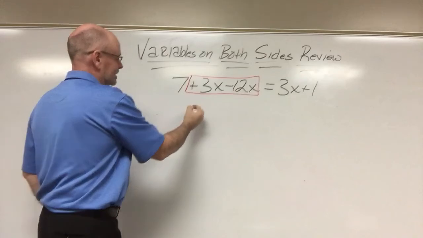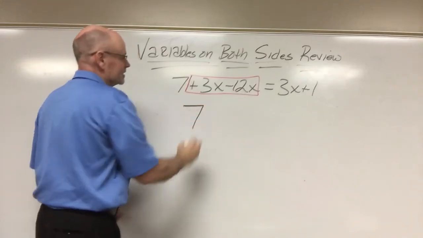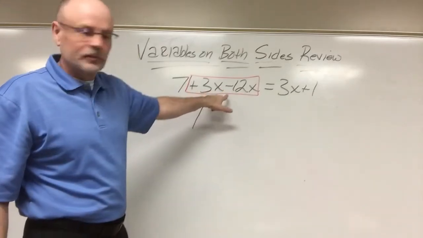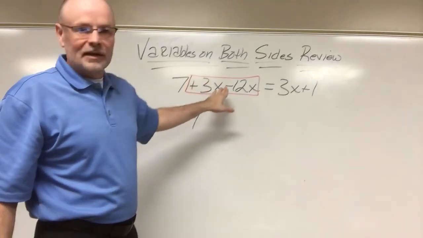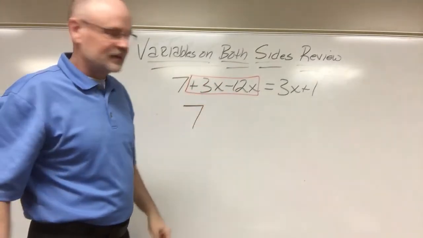So what I'm going to do is bring this 7 down. I didn't do anything with it. Then I'm going to combine those two terms. 3x minus 12x is a negative 9x.